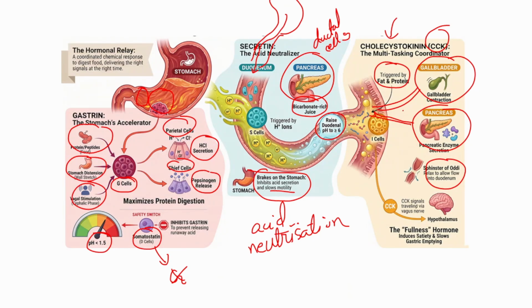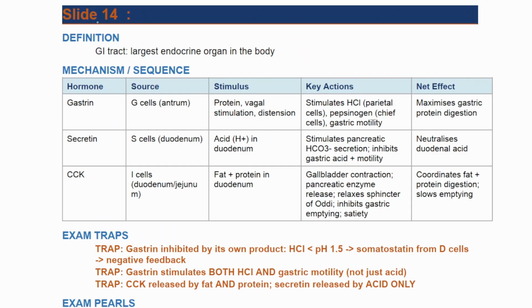And it acts on the hypothalamus, part of our brain, via the vagal nerve to induce satiety, or fullness. And that is why a fat-rich meal is more satiating than a carbohydrate meal of the same caloric content. The entirety of the table is decently covered in our canvas phase, and we started the canvas phase by saying the GI tract is the largest endocrine organ in the body.